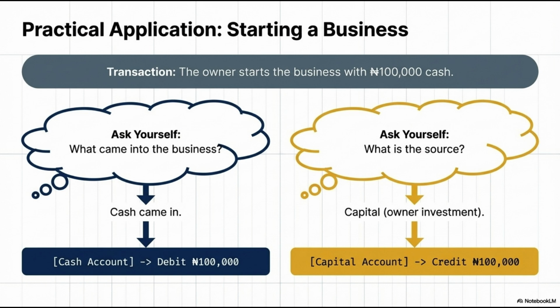Practical transaction calculation. Let's solve some examples. Example 1. The owner starts business with 100,000 naira cash. Ask yourself two questions. What came into the business? Cash came in. What is the source? Capital, owner investment. So the entry is cash account debit 100,000 naira, capital account credit 100,000 naira.